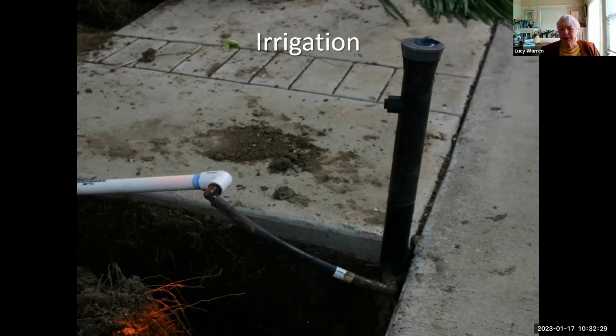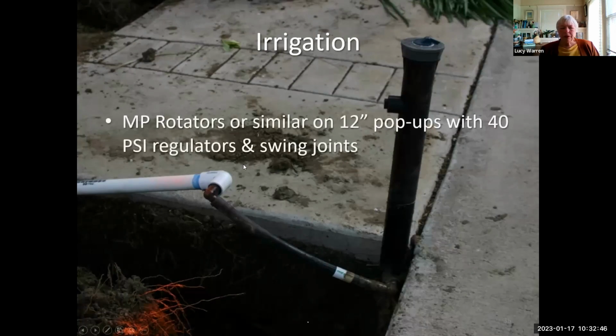You can just replace the joint and allow that head to not destroy the basic irrigation format. So MP rotators or similar on 12-inch pop-ups with the regulators and the swing joint.